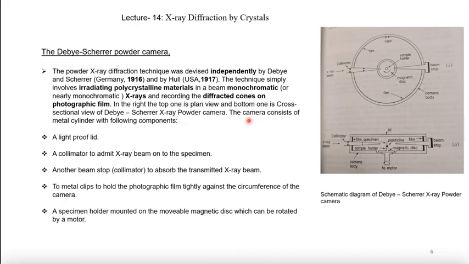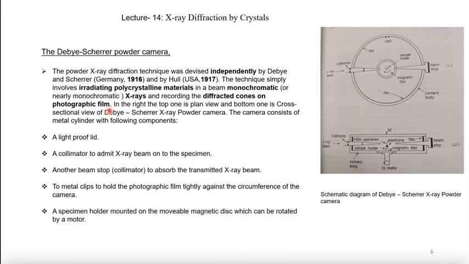What we did, we irradiate a crystalline material by a monochromatic X-ray. It could be nearly monochromatic, may not be purely monochromatic, but nowadays we do use purely monochromatic. At that time, nearly monochromatic, I say. And we record these diffracted cones, we will talk about these cones, reflected on photographic film.